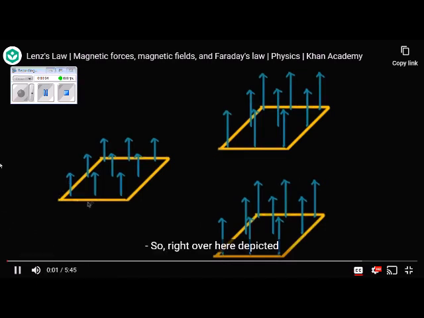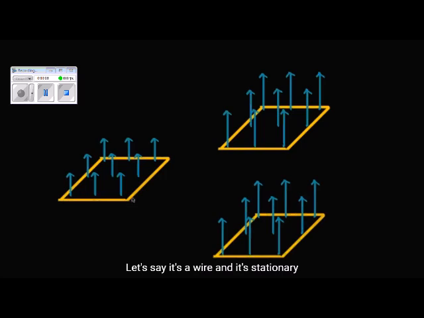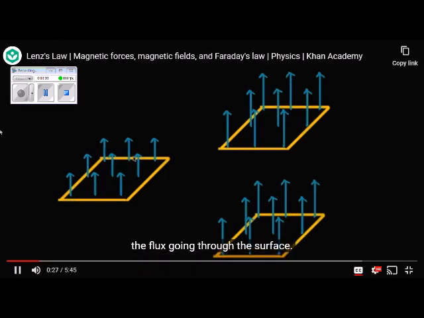So right over here I've depicted a square loop of a conductor. Let's say it's a wire and it's stationary and it's sitting in a magnetic field. And I've drawn a few vectors that represent the magnetic field. You can see, at least on the surface that is contoured by the wire, that the magnetic field looks constant. So if we just had this scenario, nothing too special going on, but it becomes interesting if I were to actually change the flux going through the surface.